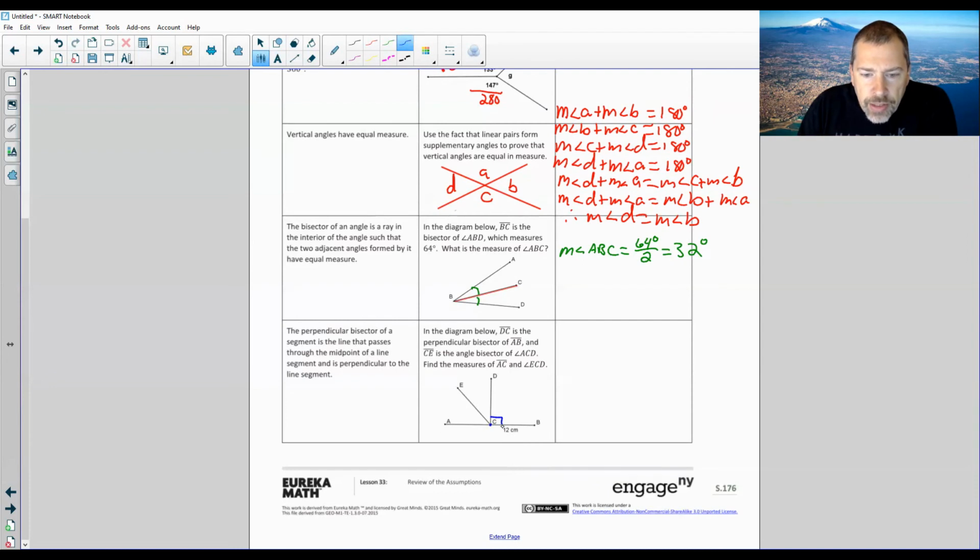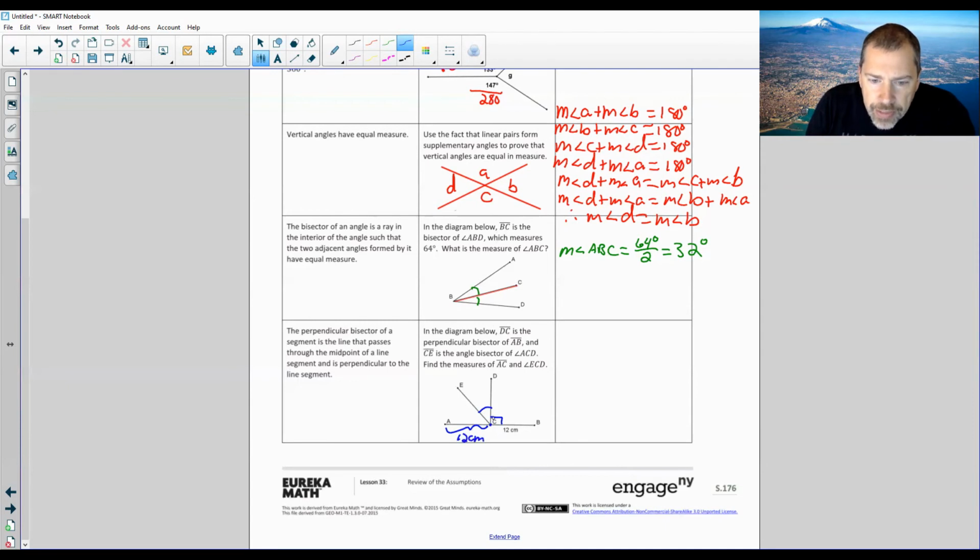So it says, in the diagram below, DC is the perpendicular bisector of AB, and CE is an angle bisector of angle ACD. Find the measure of AC and angle ECD. So they want to know this, and they want to know the length of this. Okay, so for starters, the measure of CB is given as 12. And since this is a bisector, it cuts AB into two congruent pieces. So AC is 12 centimeters.